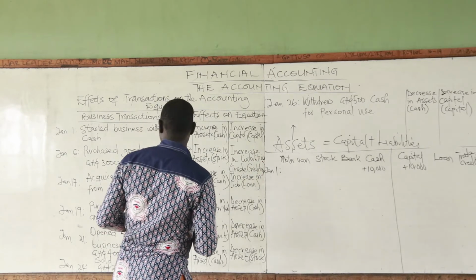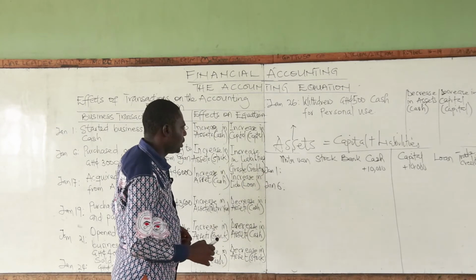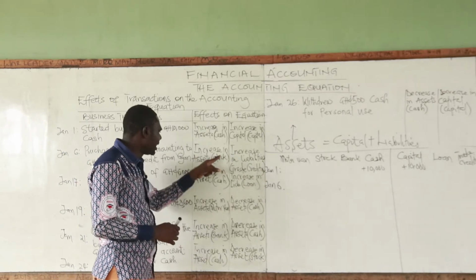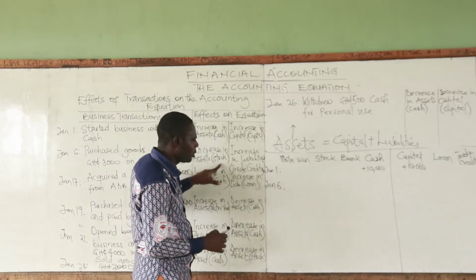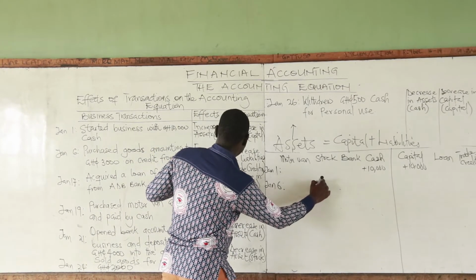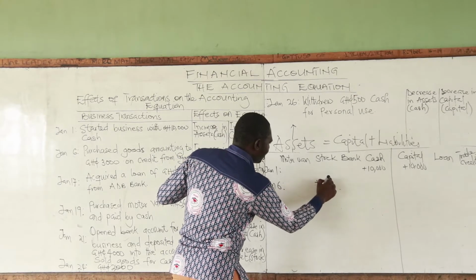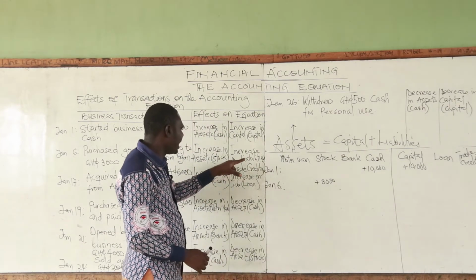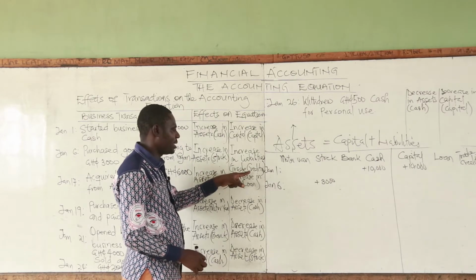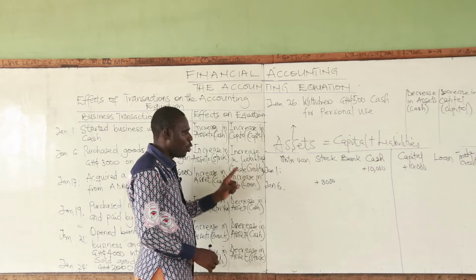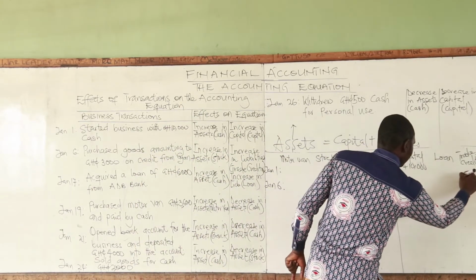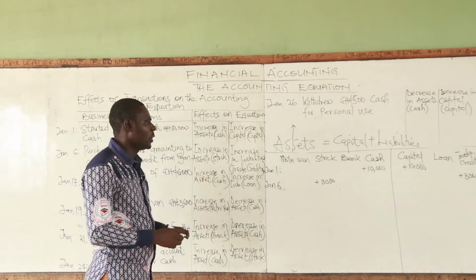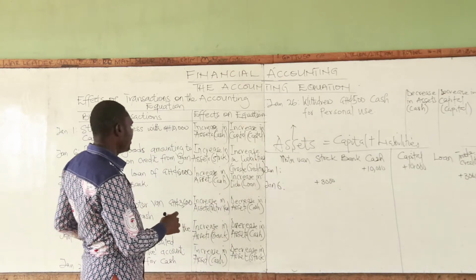Now, let's look at the next date, 6th January. What happened? Purchase goods amounting to 3,000 on credit. We said there will be an increase in asset in the name of what? Stock. So let's look at stock. Stock is increasing by how much? By 3,000 Ghana cedis. Then increase in liabilities. We bought the stock on credit. We didn't pay. So trade creditors will also increase. So our liabilities are increasing by 3,000 Ghana cedis.